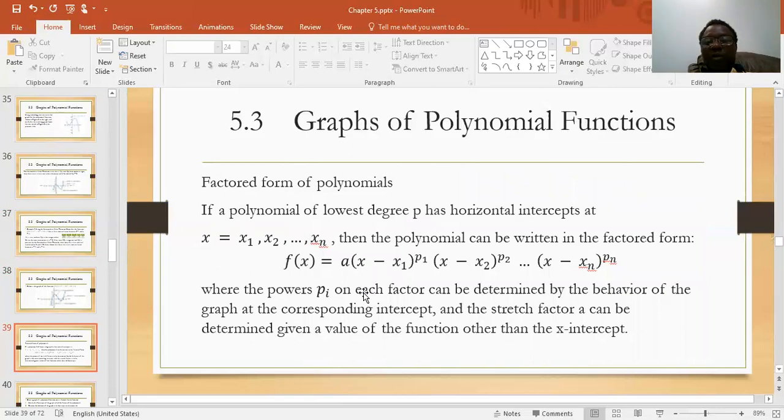Let's consider a polynomial which is factored. F of x equal to a times (x minus x1) to the p1 times (x minus x2) to the p2, and so on, where each power pi on each factor can be determined by the behavior of the graph at the corresponding intercept. And the stretch factor a can be determined by giving a value of the function other than the x-intercept.